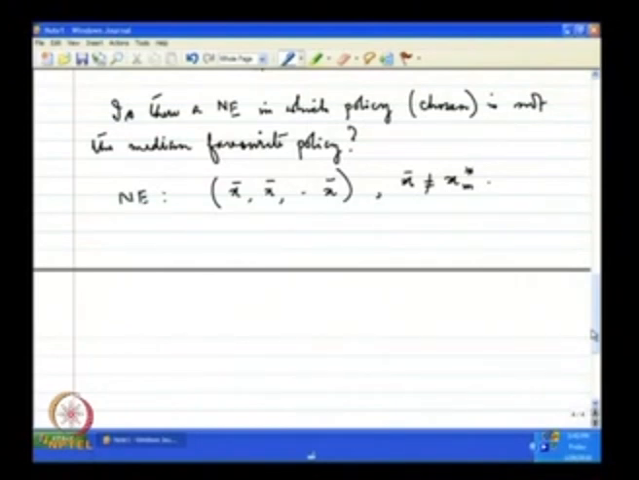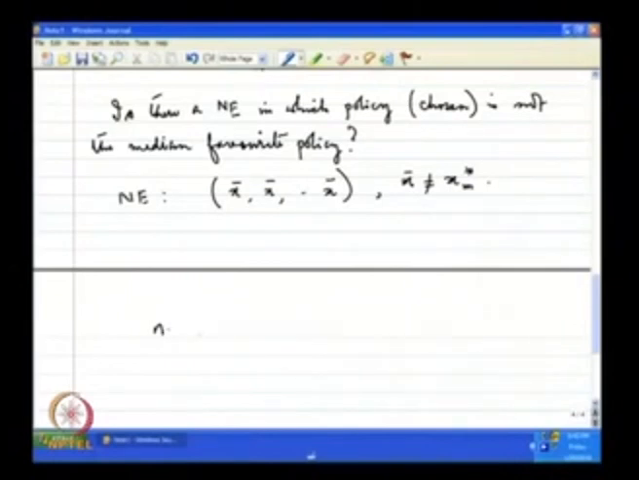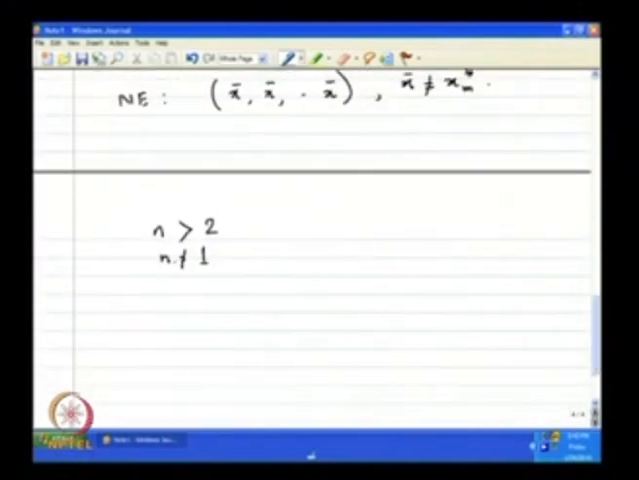Now notice here the fact that I am changing my action, other players are taking the same action, therefore the median remains the same, is crucially dependent on the fact that n, the number of players, is greater than 2. Well, how do I know that n is greater than 2? Firstly, I definitely know that n is not equal to 1, because had it been a one person game, it would not have been a game. The game has to be a case where there is interaction between players. So n equal to 1 is not a game.